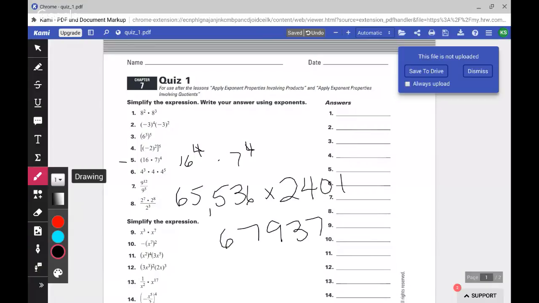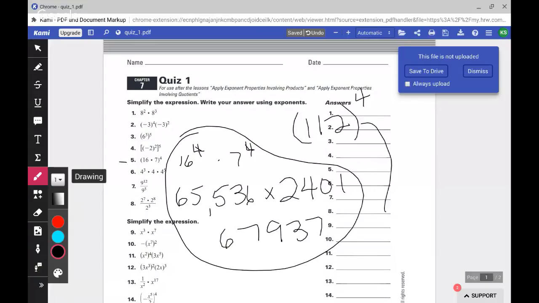So what a lot of people did, I had 16 times 7 equals, I had a lot of people do 112 raised to the 4th. Now I'm just going to see if it turns out to be the same thing, to see if you can do it either way. It does not. So there is a difference. So this is the answer to this one, and this is this.